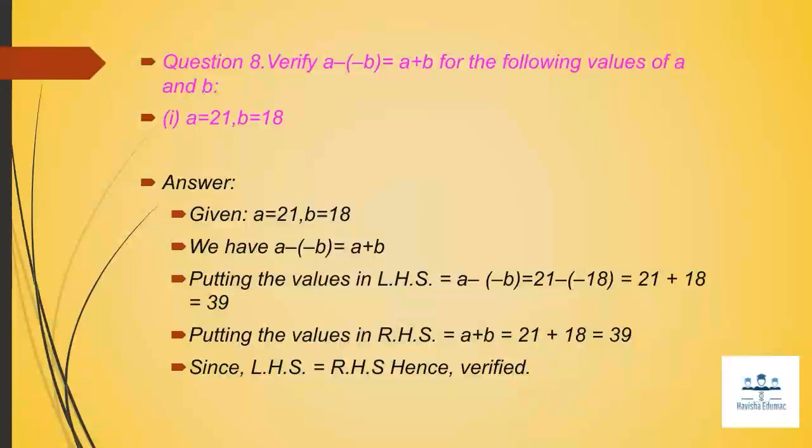Question number 8. Verify a minus (minus b) is equal to a plus b for the following values of a and b. A is equal to 21, b is equal to 18. We have a minus (minus b) is equal to a plus b. Putting the values in LHS, that is left hand side, a minus (minus b) is equal to 21 minus (minus 18) is equal to 21 plus 18 is equal to 39. Putting the values in RHS, a plus b, that is 21 plus 18 is equal to 39. Since LHS and RHS are equal, hence verified.